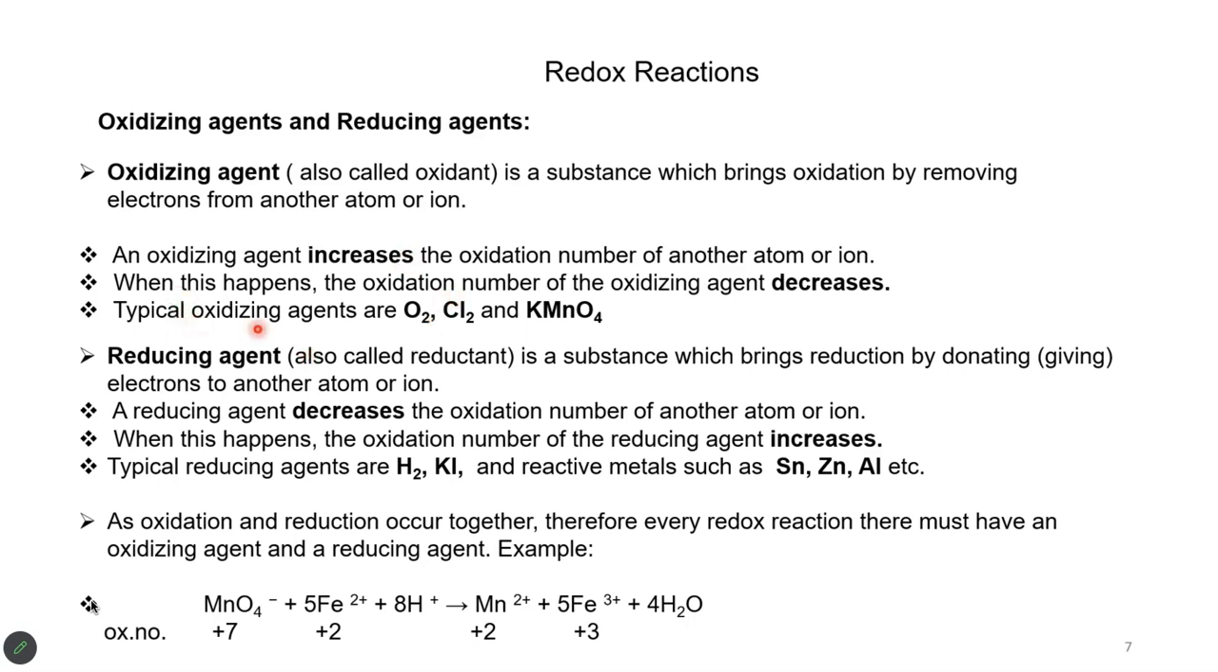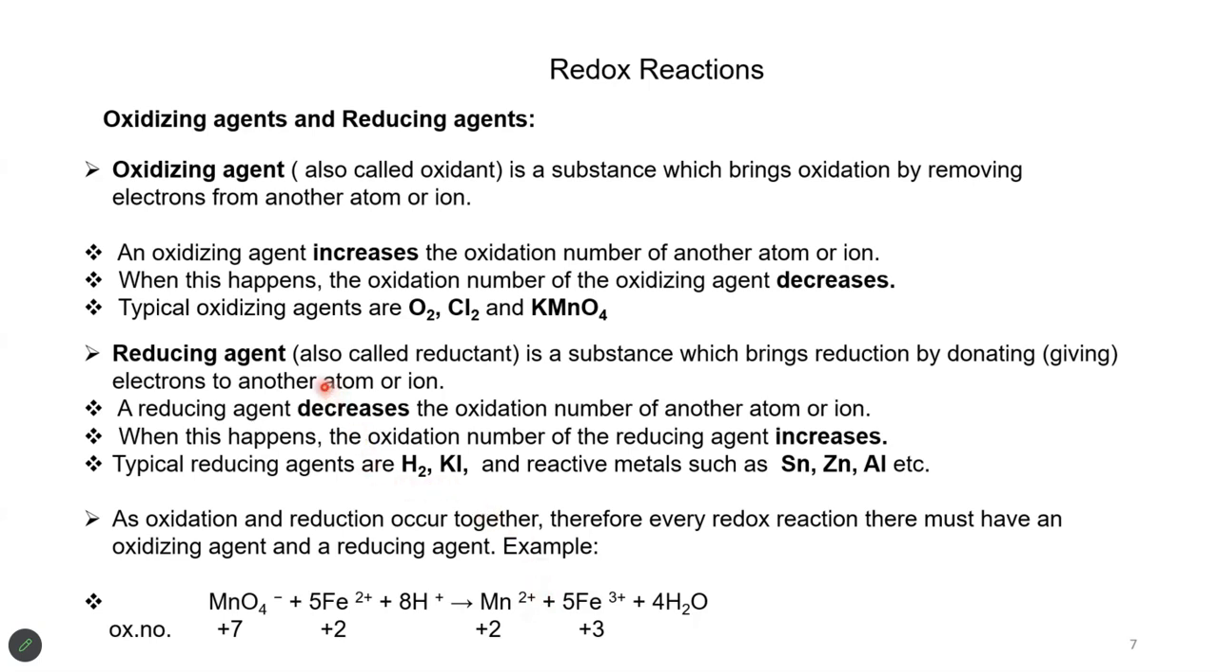Typical oxidizing agents are oxygen, chlorine, and potassium permanganate. The oxidizing agent itself will decrease in oxidation number. For example, we take potassium permanganate and iron(II) in an acidic medium. We see that the manganese atom has reduced its oxidation number, and therefore this is the oxidizing agent. And here iron(II) has been oxidized to iron(III), and this is a reducing agent.